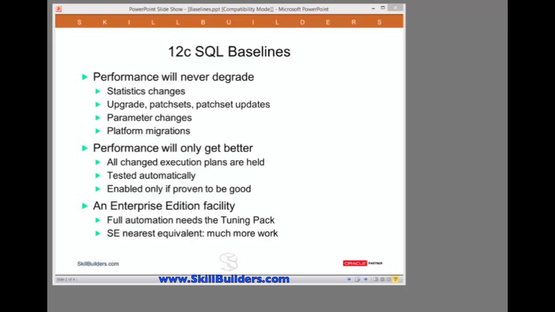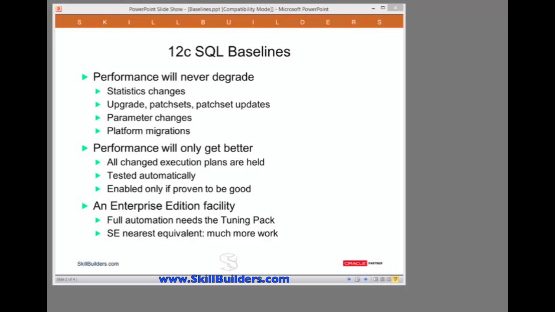Well, the problems of instability should be history following your upgrade to 12c. SQL baselining was actually introduced in 11, but it's greatly enhanced in 12. It can give you a guarantee that performance will never degrade, no matter what happens to the databases. Changes with statistics, parameters, patches, not a problem. Even platform migrations. We can guarantee that performance caused by execution plans will never degrade.